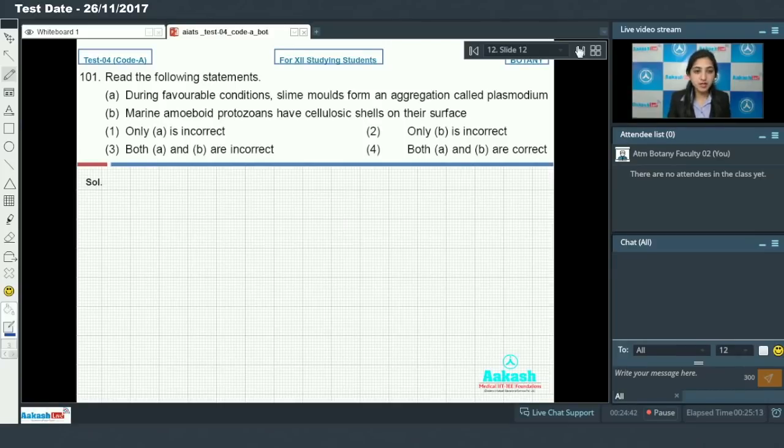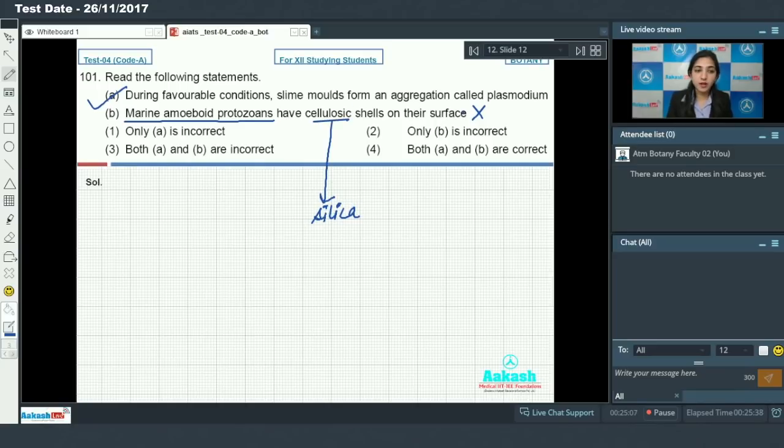Read the following statements. During unfavorable conditions, slime molds form an aggregation called plasmodium. This is correct. Marine amoeboid protozoans have cellulosic shells on their surface. No. Marine amoeboid protozoans have silica shells. They have silica shells on their surface.